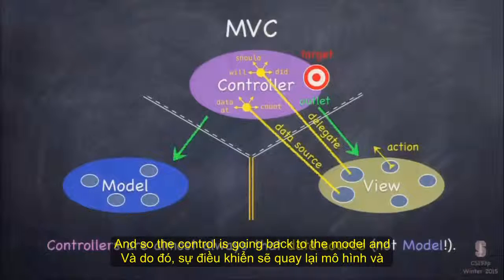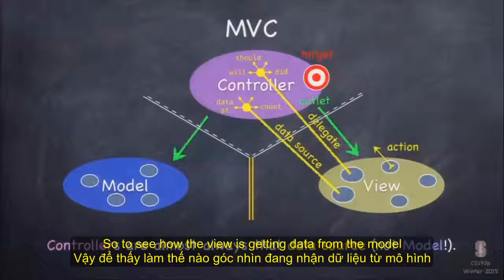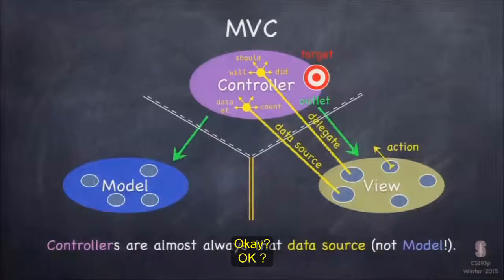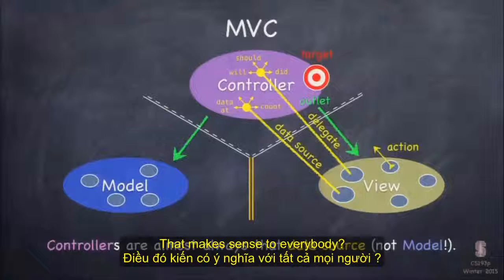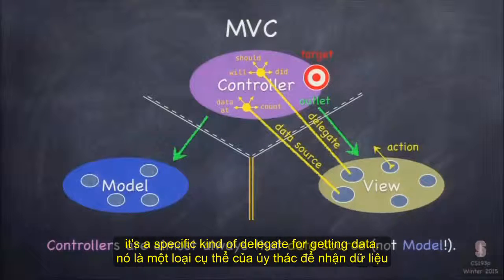And so the controller is going back to the model and saying, give me more data, and it's providing it to the view in this blind way. So see how the view is getting data from the model through the controller in this kind of blind, structured way? Okay? That makes sense to everybody? So data source is just a kind of delegate. It's a specific kind of delegate for getting data.